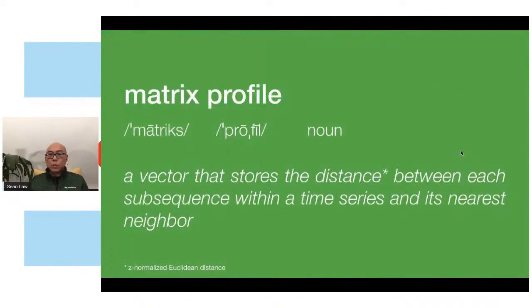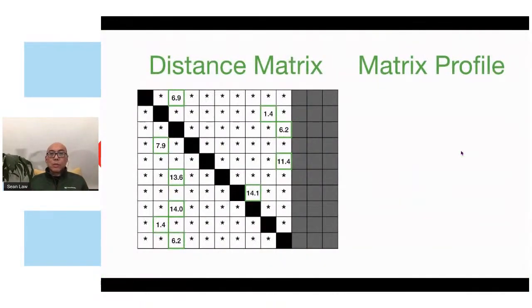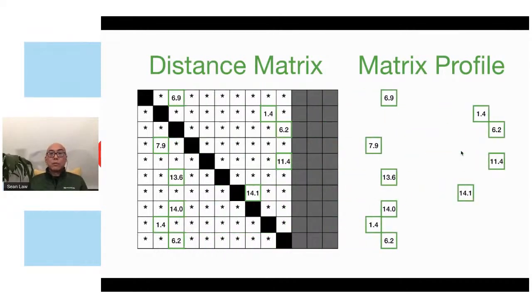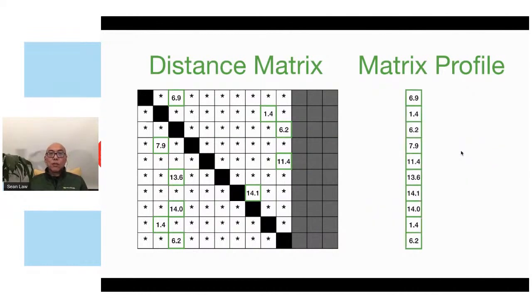The definition of a matrix profile is a vector that stores the distance between each subsequence within a time series and its nearest neighbor. So given one of those green subsequences, you're only storing the distance to its nearest neighbor. Conceptually, given the distance matrix on the left, all we're doing is taking those green boxes, which denote the distance to the nearest neighbor for a given subsequence, and pulling them out. And we store only this information in a single vector.